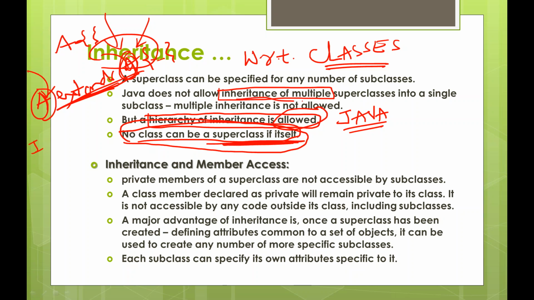So things to remember: multiple inheritance is not possible in Java. No class can be a superclass of itself. Hierarchy of inheritance is allowed in Java.